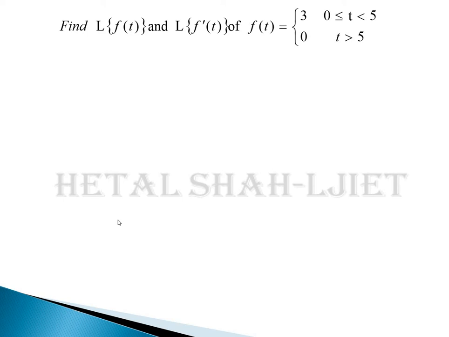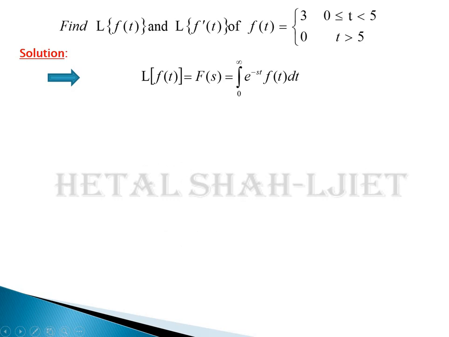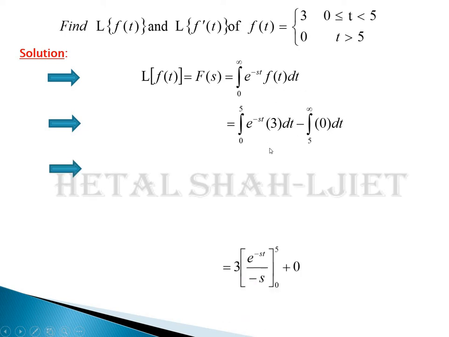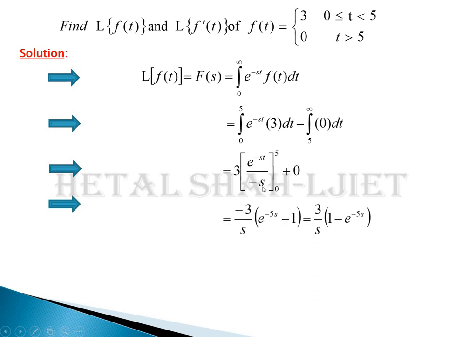Find Laplace of f of t and Laplace of f dash t for this discontinuous function. Same, start with the definition. First find the Laplace of f of t with the help of this definition or formula. For the limits 0 to 5, your function f of t is 3, and for 5 to infinity, your function f of t is 0. So by the integration, we get e raised to minus st upon minus s, and by applying the limit, our answer is 3 by s times 1 minus e raised to minus 5s. This is our answer of Laplace of f of t, that is F of s.